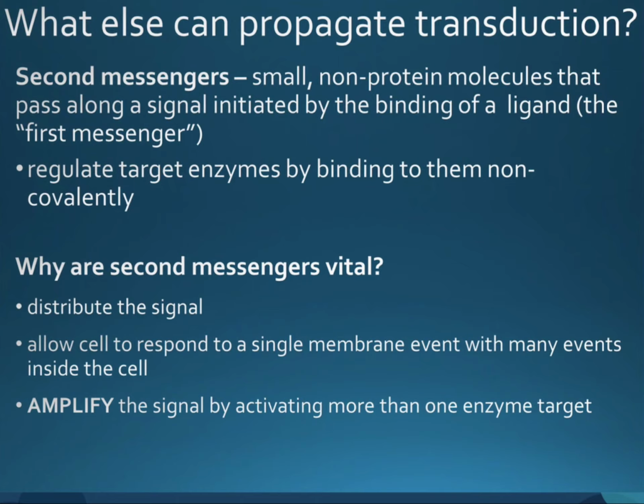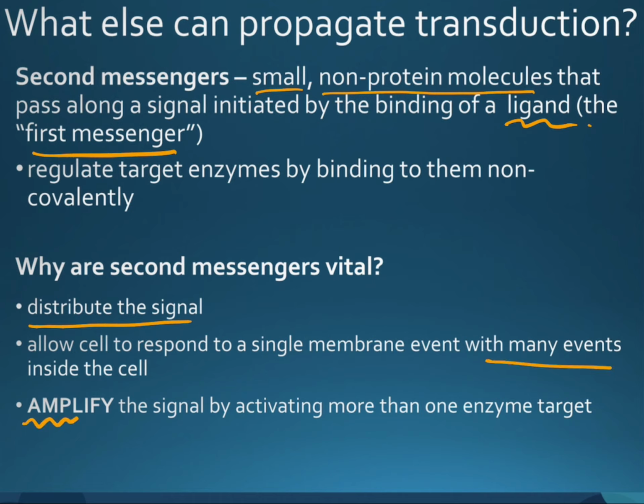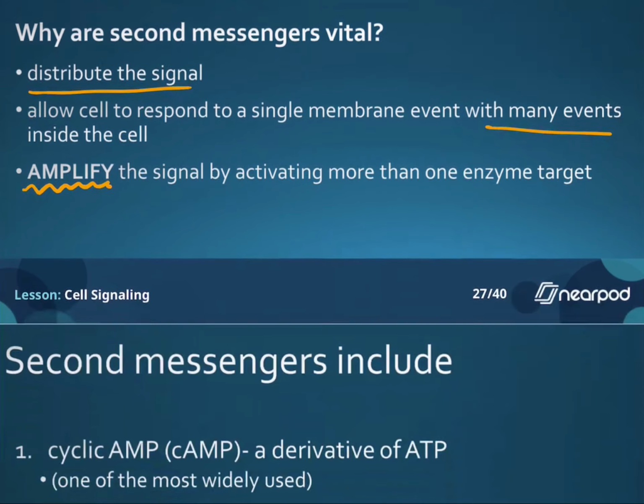Second messengers. Second messengers are small non-protein molecules that pass along a signal initiated by the binding of a ligand. The ligand is considered the first messenger, right? This is going to regulate target enzymes by binding to them non-covalently. So why are second messengers necessary? They help distribute the signal. They allow the cell to respond to a single membrane event with many events inside the cell. And most importantly, they amplify the signal by activating more than one enzyme target.